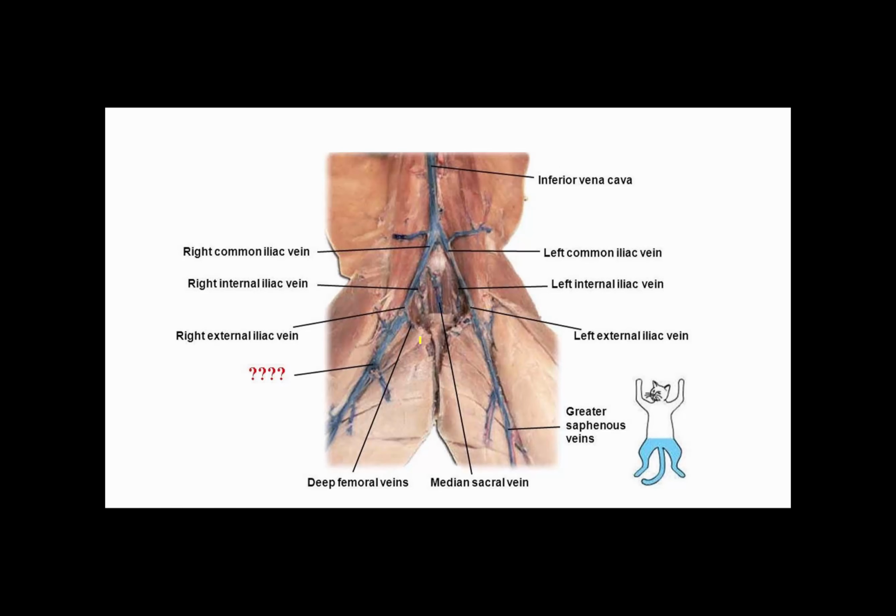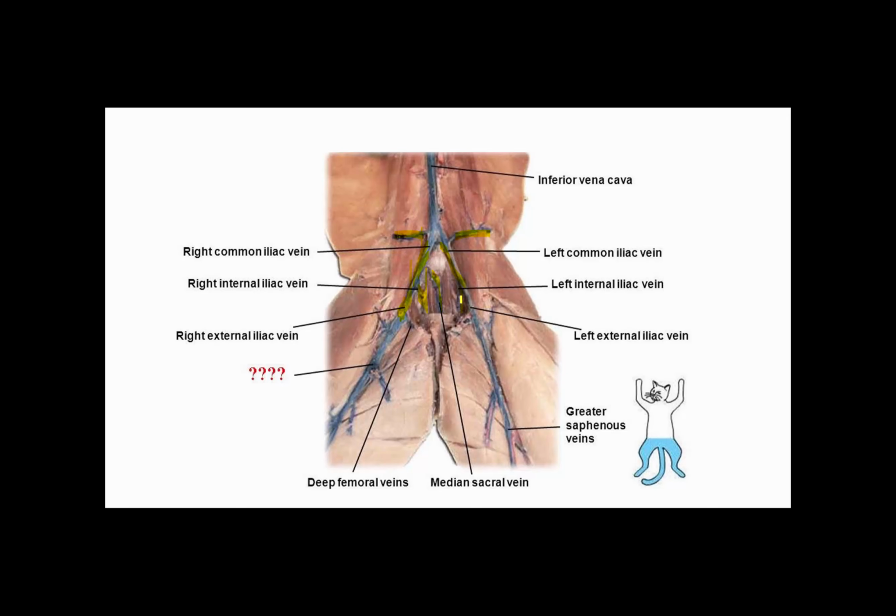So here's a better picture of our veins. Again, inferior vena cava, which is created when the right and left common iliac veins merge. Here is your right and left iliolumbar vein. And here in the middle is the median sacral vein. Right here is the external iliac vein, and deep in the cat's pelvic bowl is the right internal iliac vein. When those two merge together, we form the common iliac.